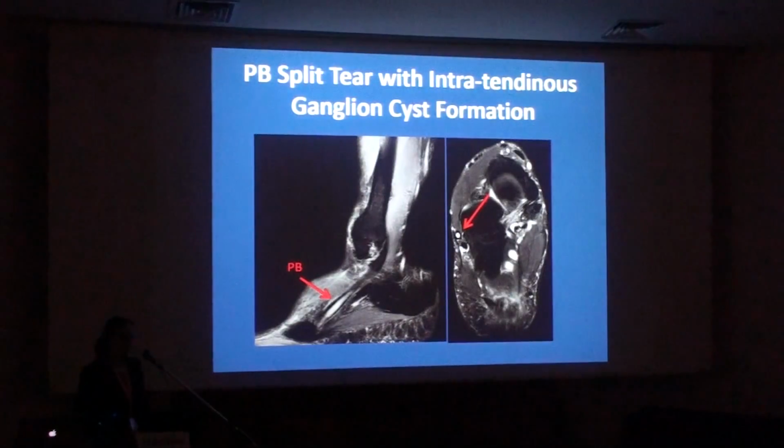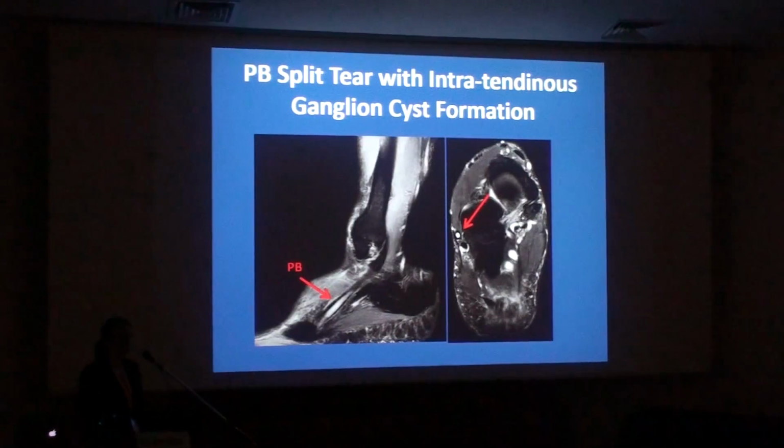And the last but not least, this was given to me by my colleague, Dr. Scalzione. I did not see a case of this. This is rare. This is intratendinous ganglion cyst formation with mucoid degeneration and longitudinal split of the brevis, which you can see over here, that the space is filled with fluid or kind of mucinous material.